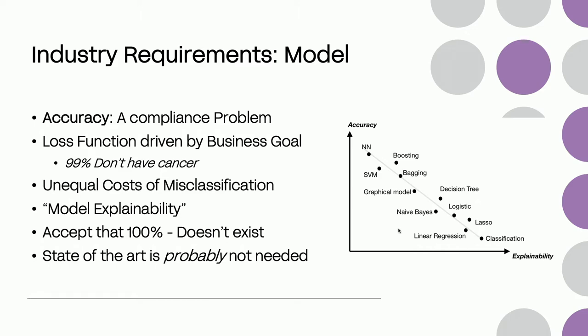Then of course you have unequal costs of misclassification. This comes automatically with the loss function. But then also a very important thing is model explainability. Sometimes being able to explain what your model does is worth at least the same as knowing how good it is. And in general, state of the art is probably not needed. You can do with vanilla networks and with small networks, especially in computer vision image classification, stuff that's maybe 2, 3, 4, 5 years old. You can do good enough jobs if your data set is right.